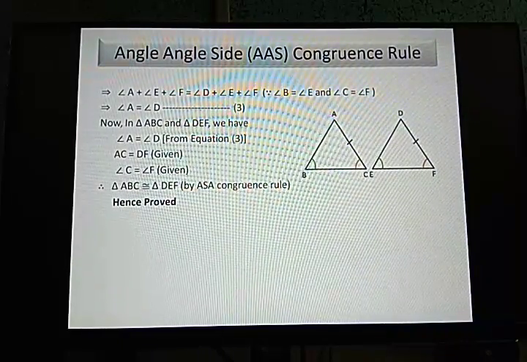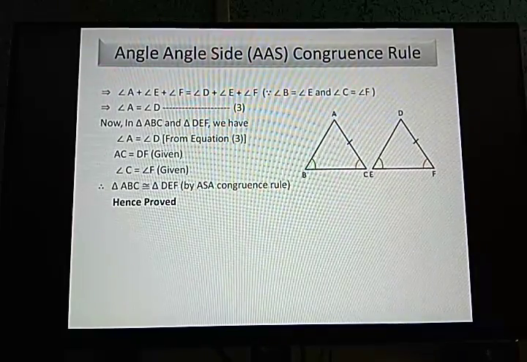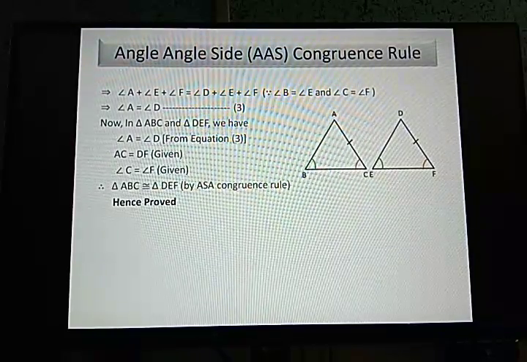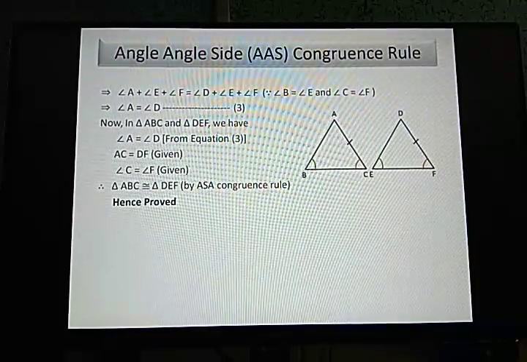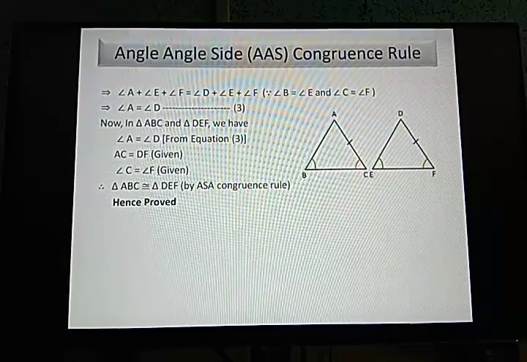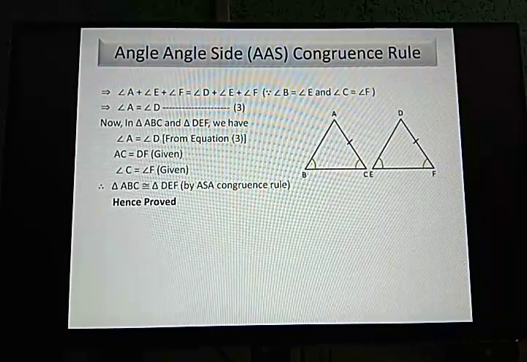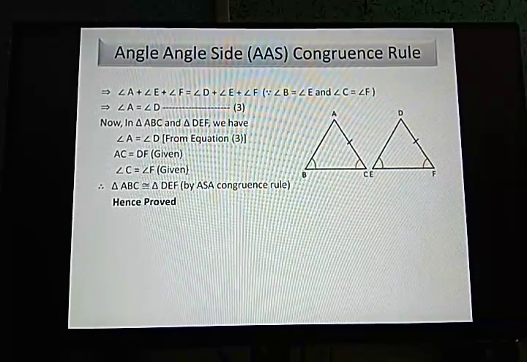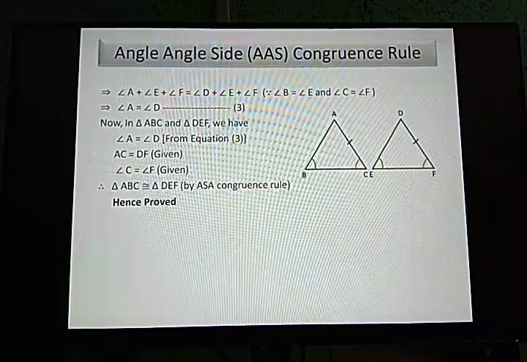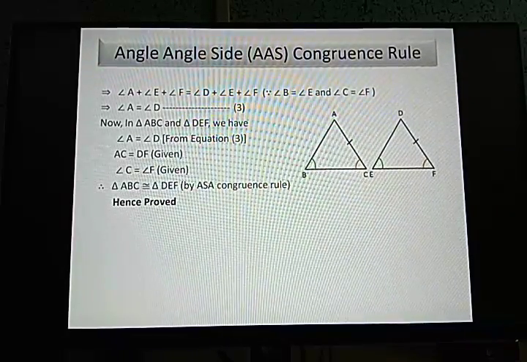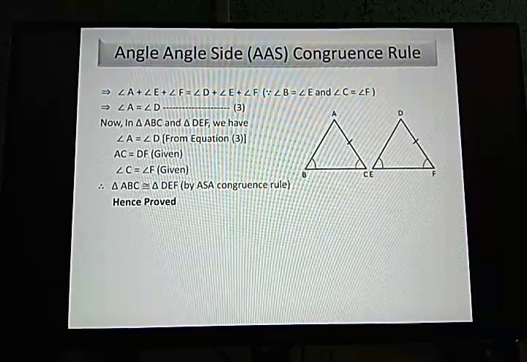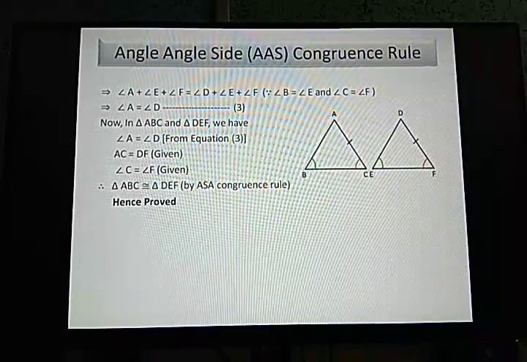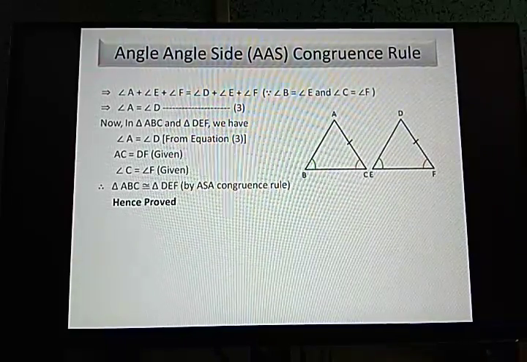Now, an interesting fact. I hope you have all noticed that while proving any congruence rule, we take the help of another congruence rule, and whatever is given in the statement is written in the given part of the proof. So whatever the statement says is written in the given part, and while proving the statement, we take the help of the other congruence rule. In this way we can prove the other congruence rules that we'll be discussing.